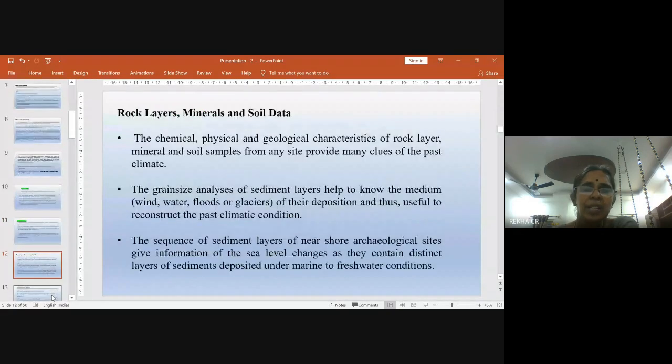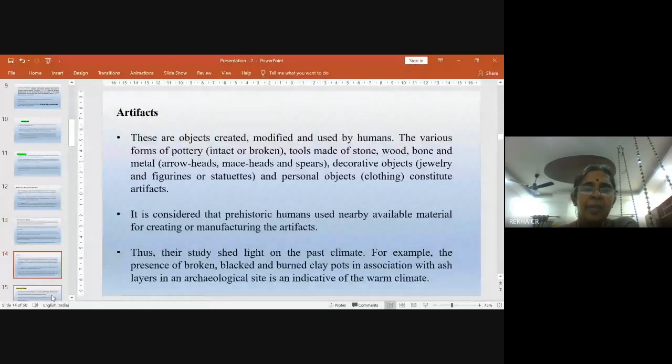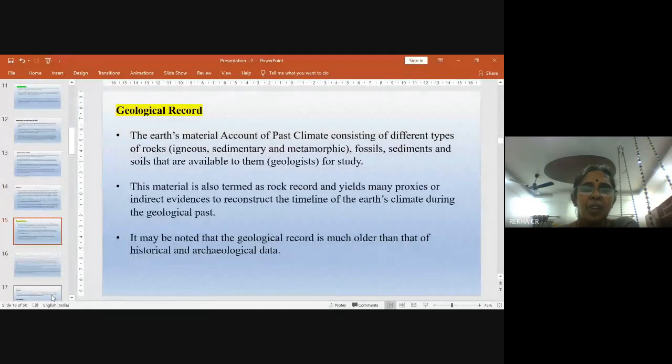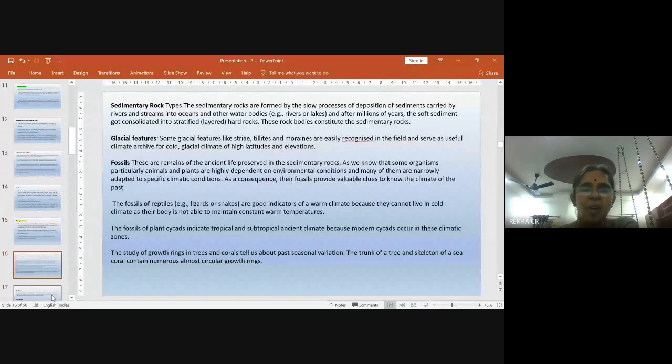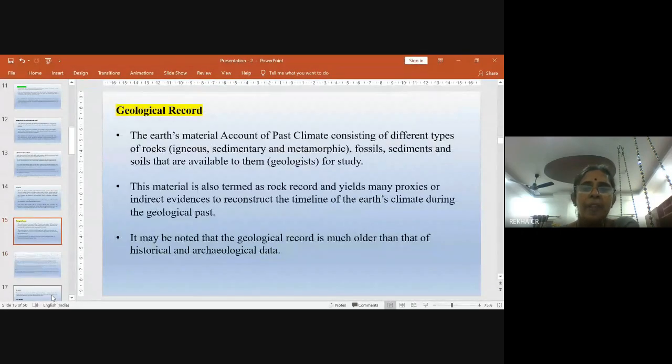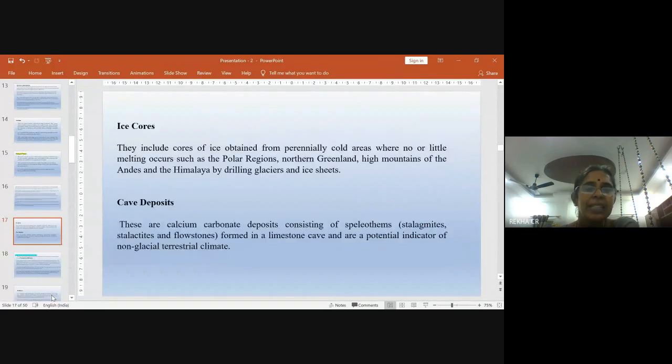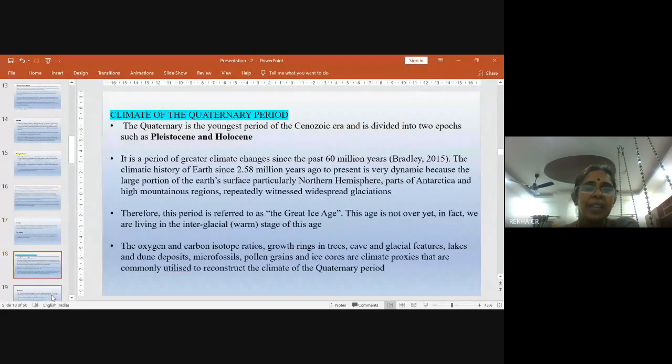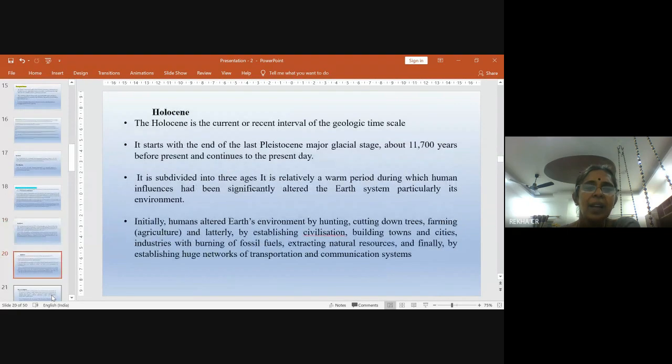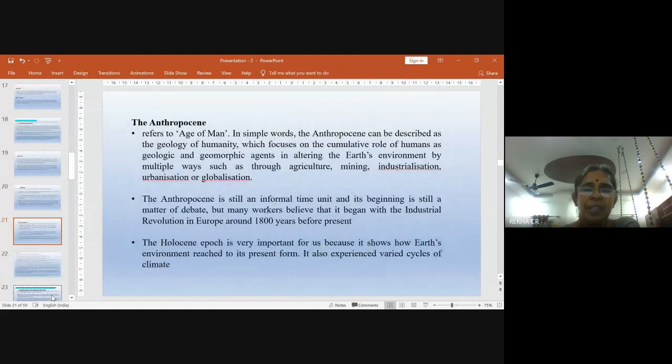The archaeological data includes the layers of rock, minerals, and soil data, the plant and animal remains, and the artifacts. The geological record gives an idea of the different types of rock, fossils, sediments, etc. Ice cores, cave deposits, etc., are the proxies. Finally, the climate of the Quaternary period. The Quaternary is the youngest period of the Cenozoic, which is divided into two epochs, namely the Pleistocene and the Holocene, and the third one is the Anthropocene.